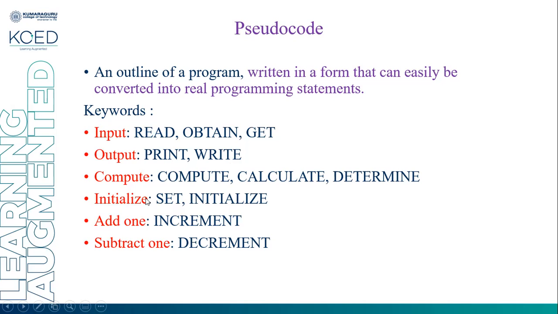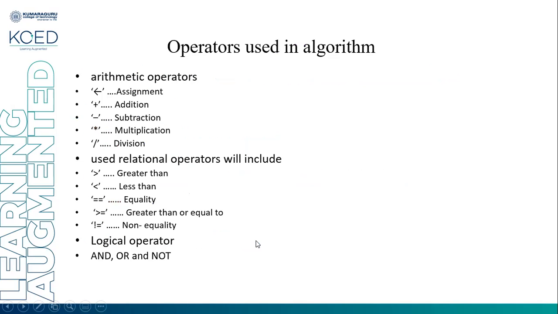Initialize the value of a variable. For example, if there's a variable a and you want to initialize it to zero, then you have to give set or initialize. Okay, these are the keywords. And for example, you have a variable a which has a value 10. If you want to increase it, you have to use the keyword increment. To subtract from the value of the variable, you have to use the keyword decrement. So these are all known as keywords.